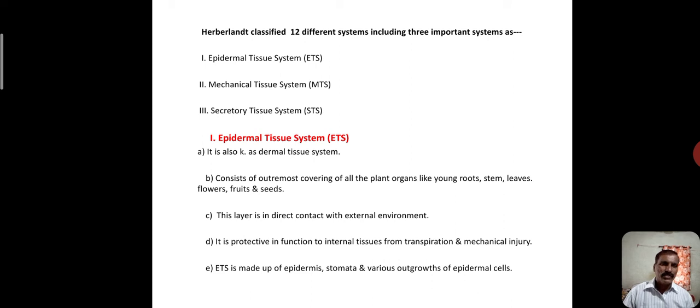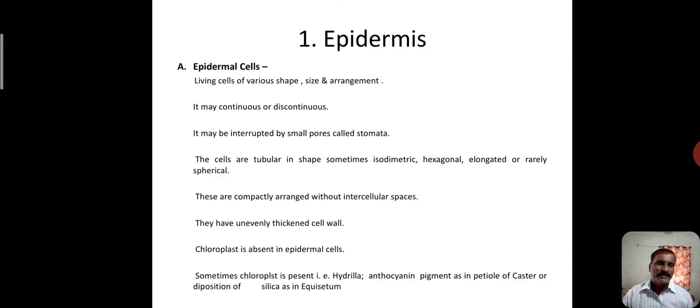That means at any type of mechanical injury, it covers that injury, so it is protective in function. Now the epidermal tissue system is made up of the epidermis, stomata and various outgrowths of the epidermal cells. First, the epidermis. The epidermis is the outermost layer of the plant organs, which may be single layered or many layered. In the epidermis, first we are going to study the epidermal cells.